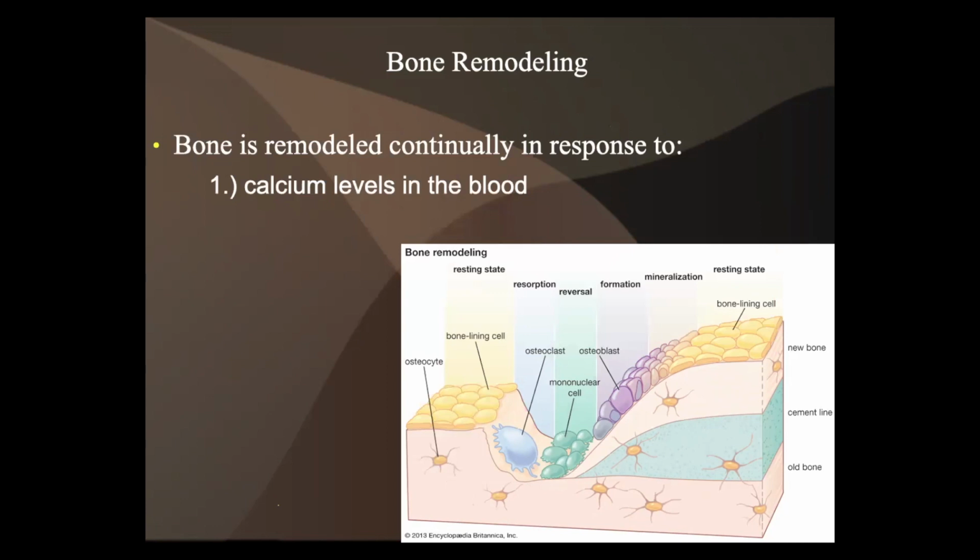So there's a few reasons why bone remodels. One reason would be if you have low calcium levels or high too. So if you have low calcium levels, then the bone is going to be broken down. If you have high calcium levels, the bone's going to be built up. Exactly, yes. So too much calcium in the blood, calcium goes to your bone and it helps build up the bone.